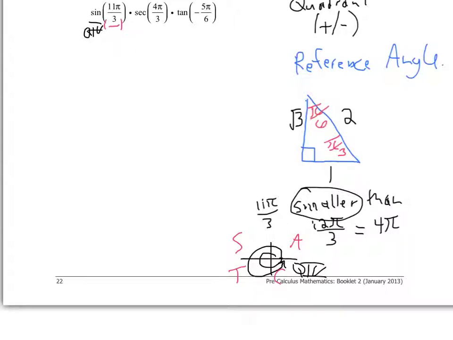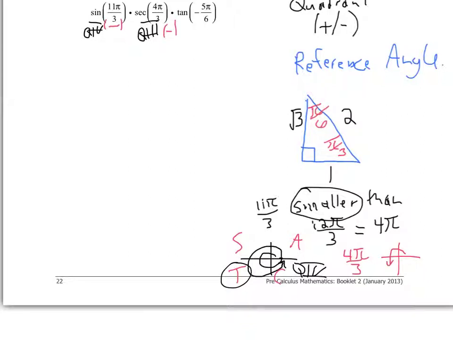So 4 pi over 3. That one's a little bit easier to think of. 4 pi over 3 is a little bit bigger than pi, and we would have seen that one a lot. 4 pi over 3 then is quadrant 3. And if we think about tan being positive, secant will be negative.